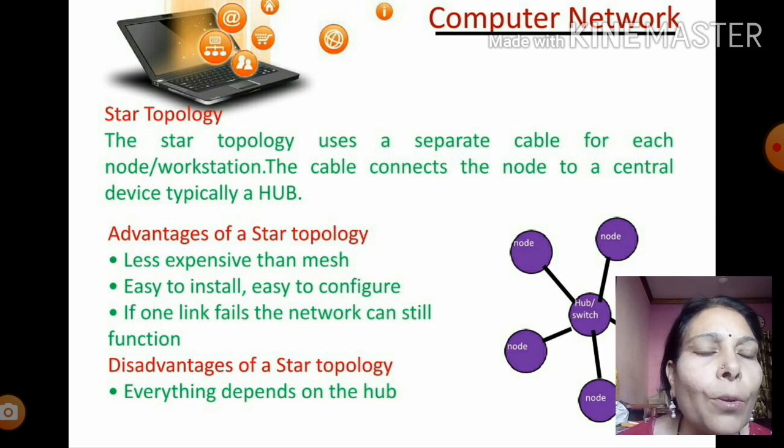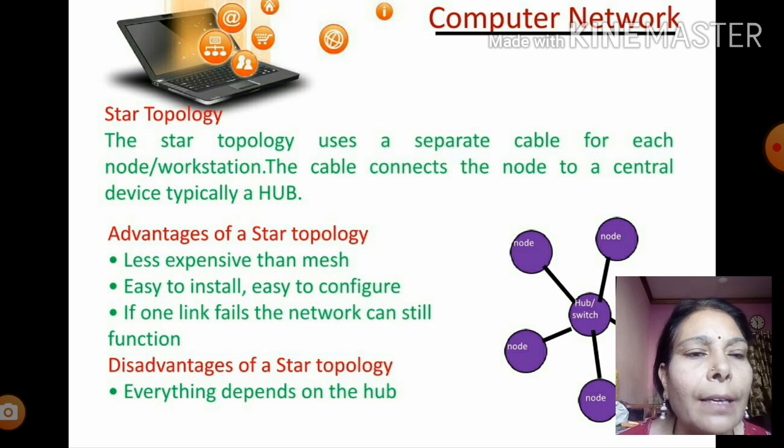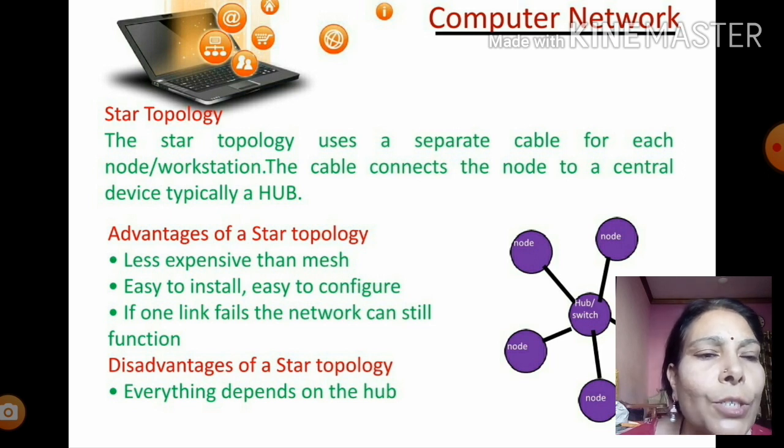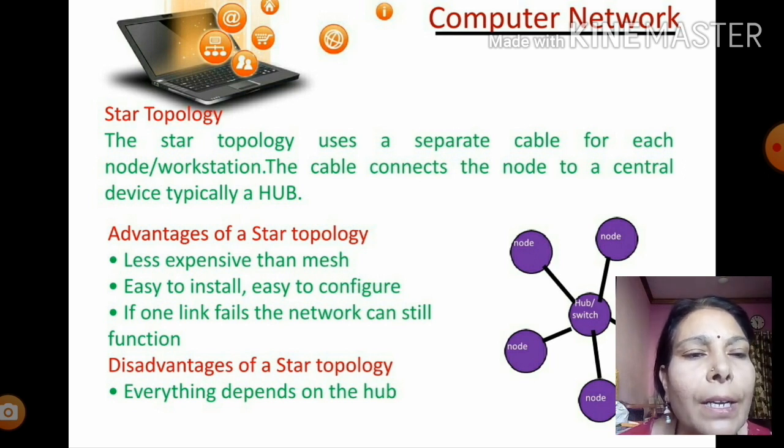The nodes in the star topology are connected to the central node with separate wires. See the diagram properly: each node is connected with the center node with separate cables. Such a formation of the pattern of the topology is called a star topology. The device in the center is also called a hub. Mostly that central device is a hub.